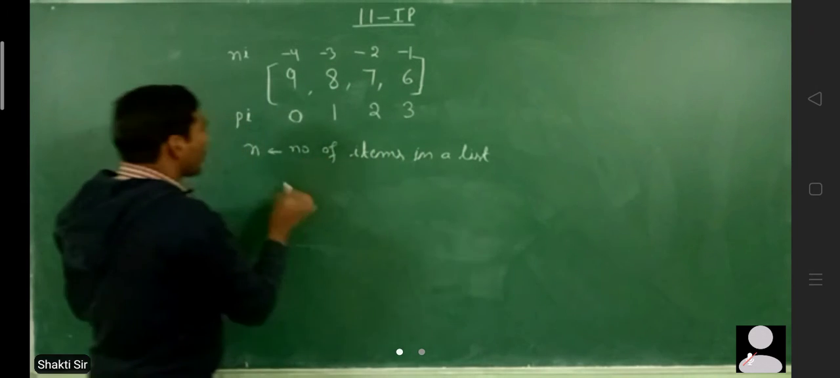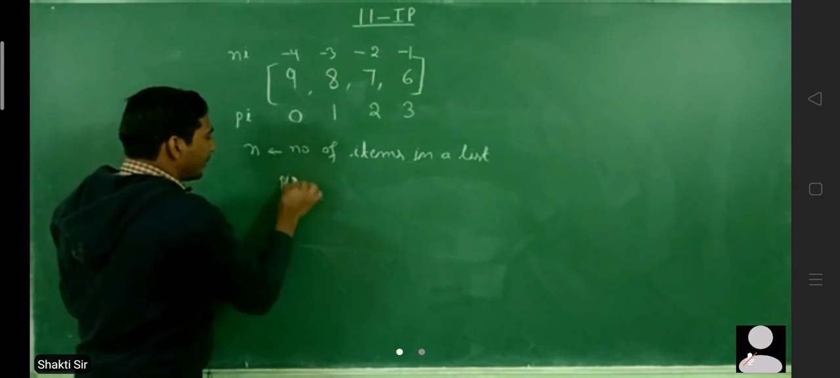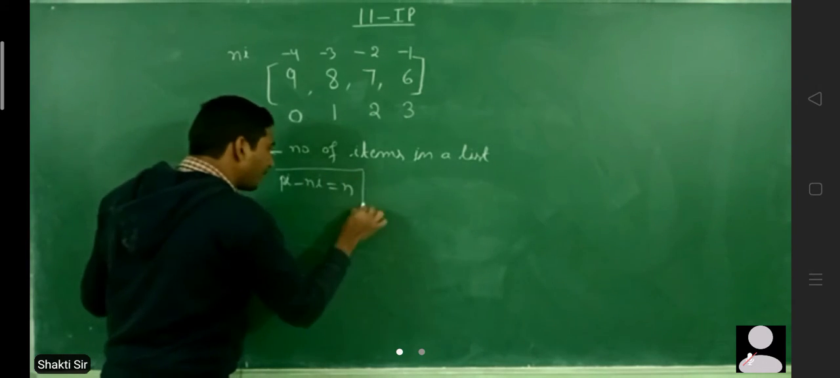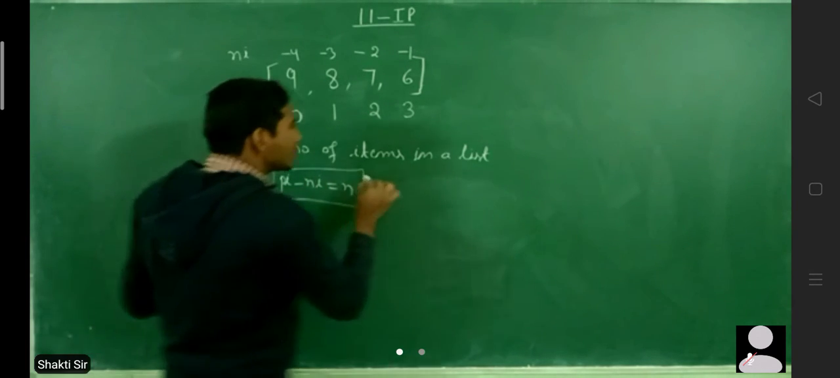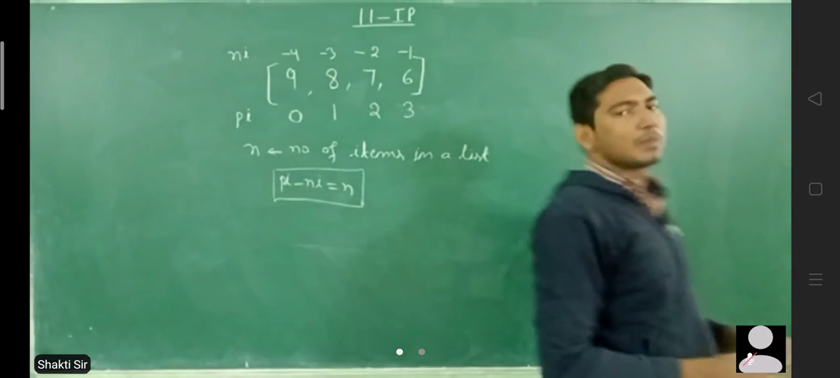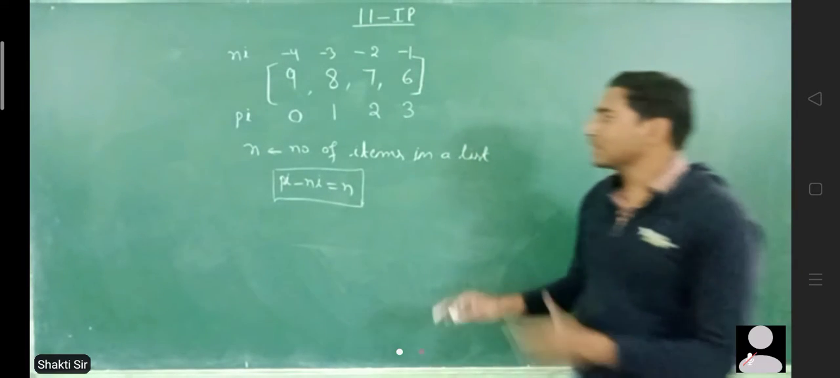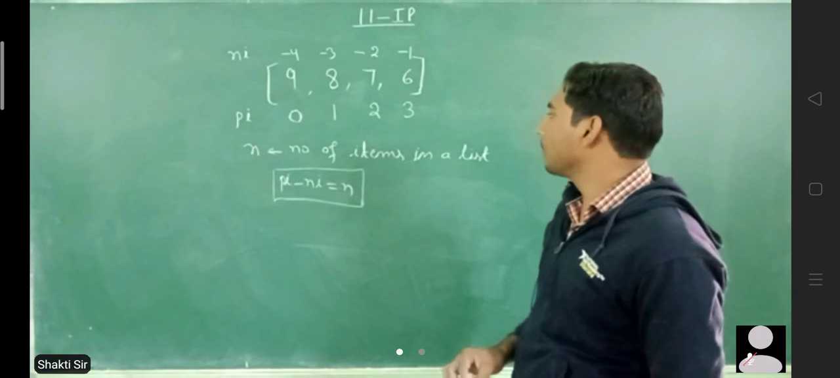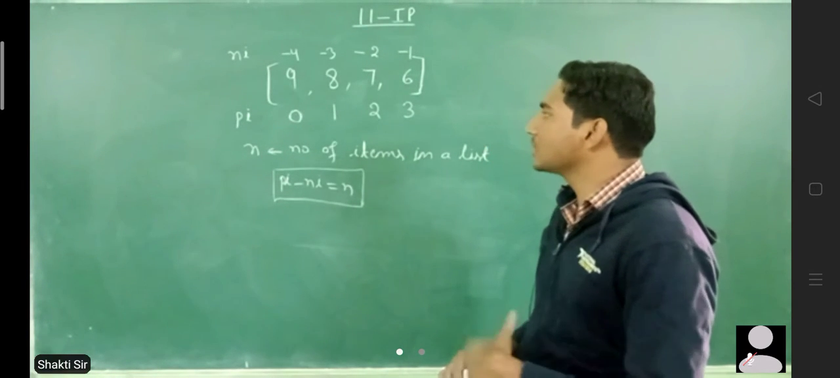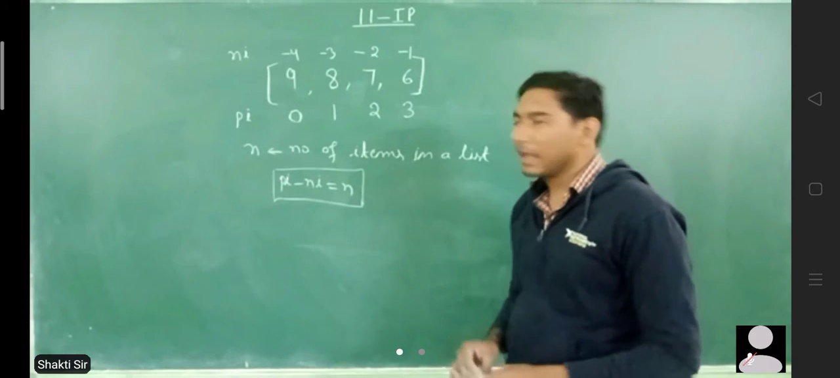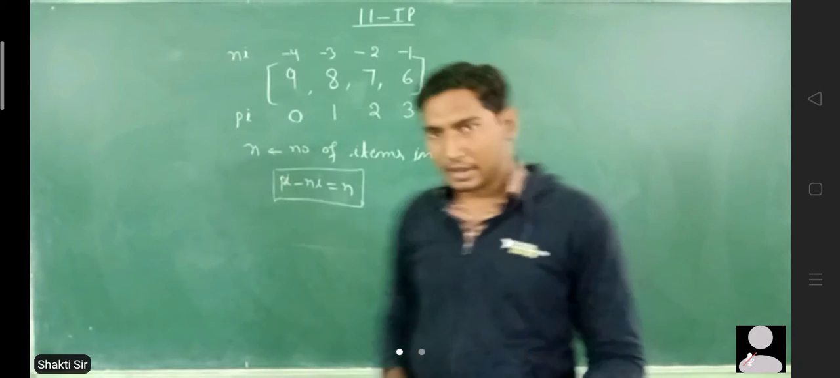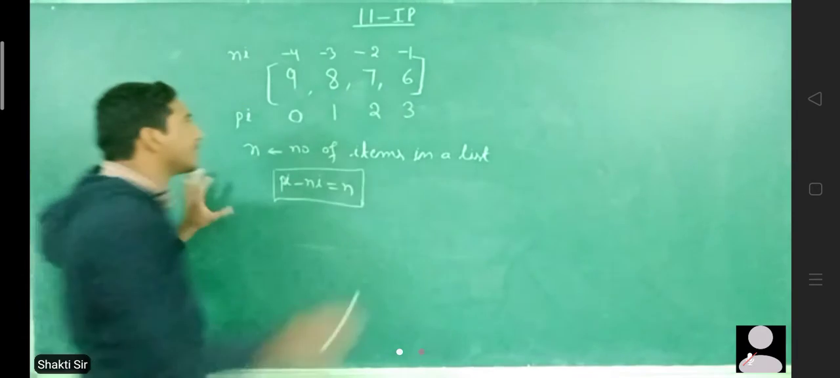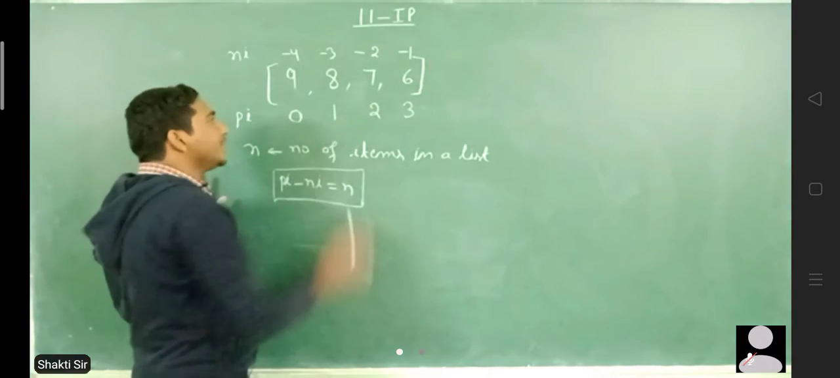then we have a formula: pi minus ni is equal to n, which we had derived in our last class. So you can directly remember this formula, that pi minus ni is equal to n, where n is the number of items in a list, pi is the positive index, ni is the negative index. Okay, so let us use this formula and see whether it works or not.